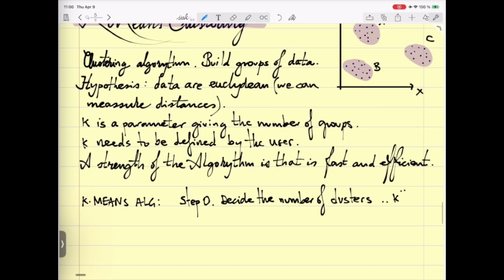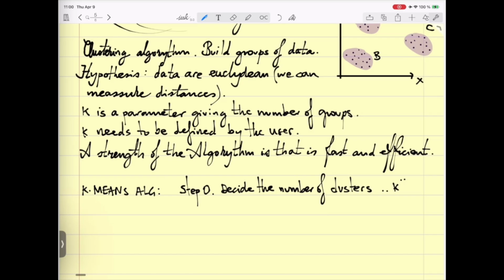This is something that you do out of business needs or out of intuition. Okay, so it's a disadvantage of the algorithm, but it's not really a big problem, because usually if you run a business, you know how many groups you want to build based on constraints like number of cars you have, or number of warehouses, or number of factories, or whatever.